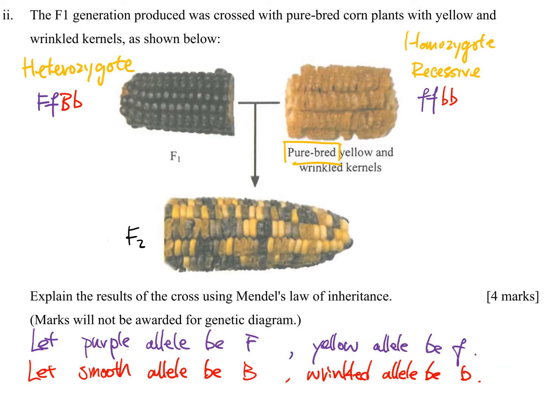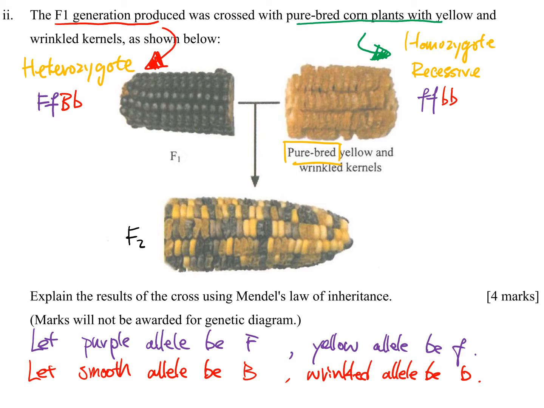For question 2, the F1 generation was crossed with a purebred corn plant with yellow and wrinkled corns as shown below. So the F1 generation formed is a heterozygote, while the purebred plant with yellow and wrinkled character is a homozygote recessive. In order to do the question, we have to make everything easier and clearer to understand. So let me label the alleles first.